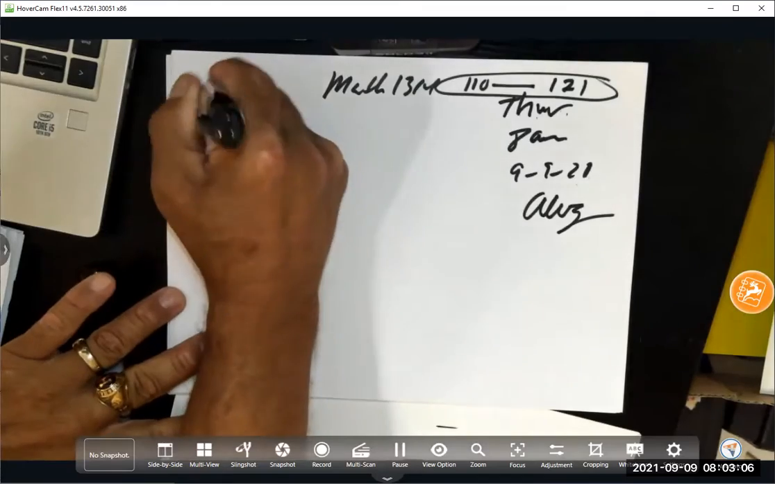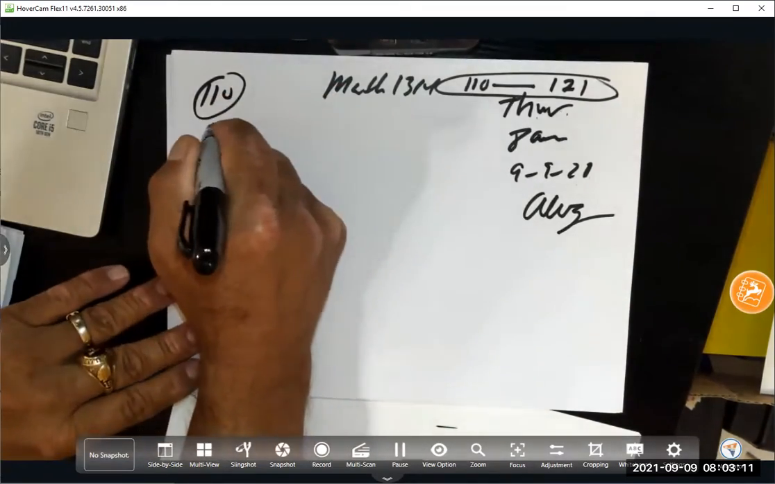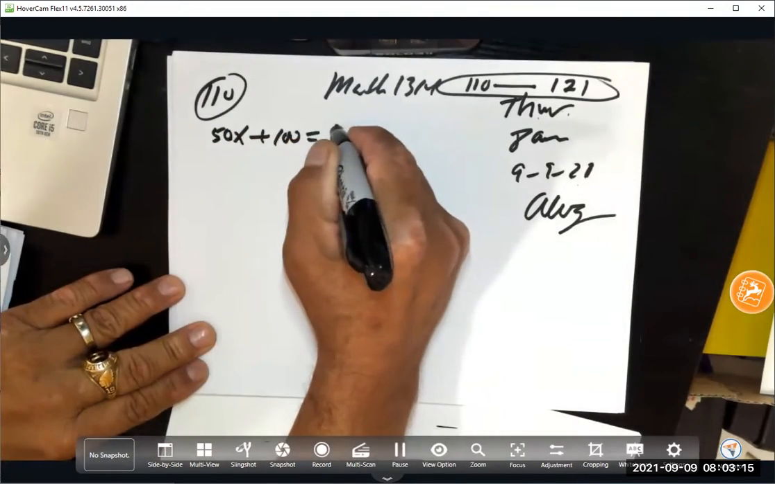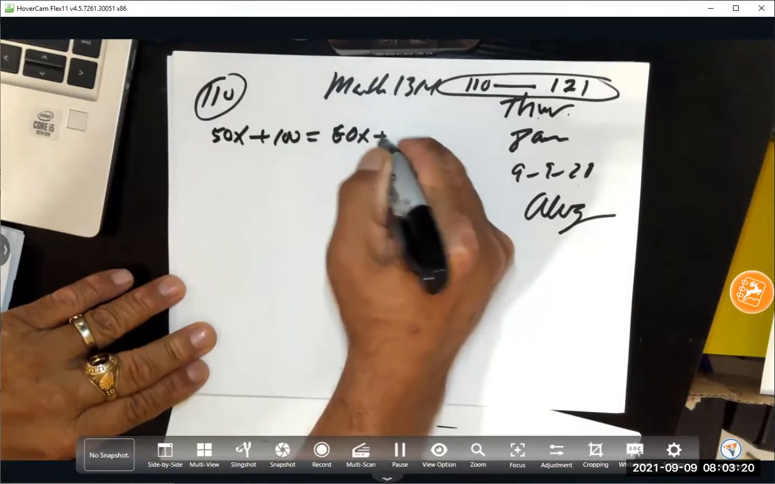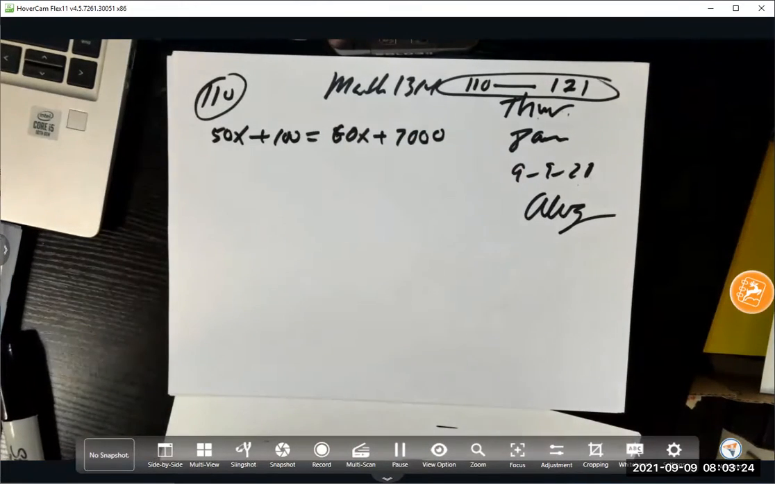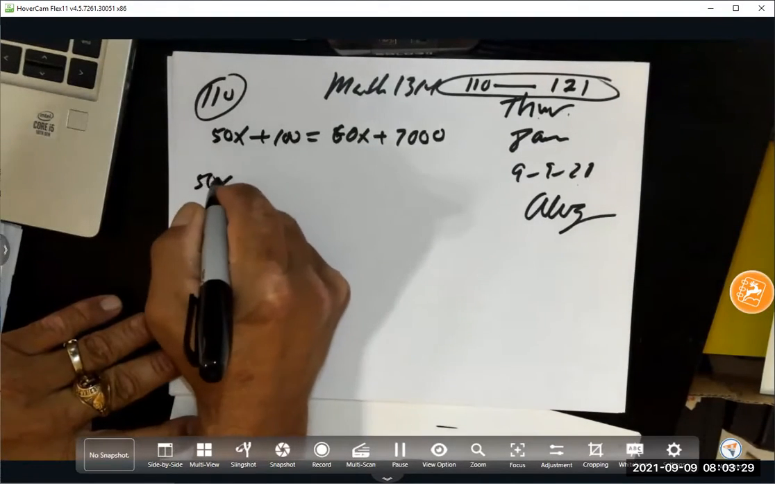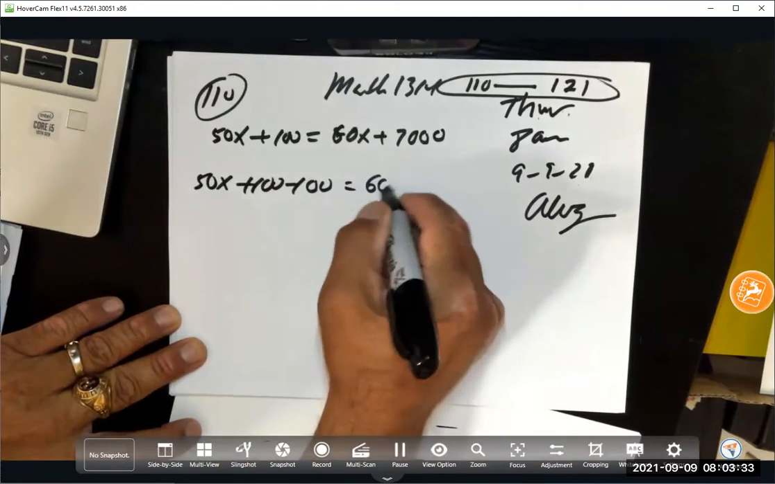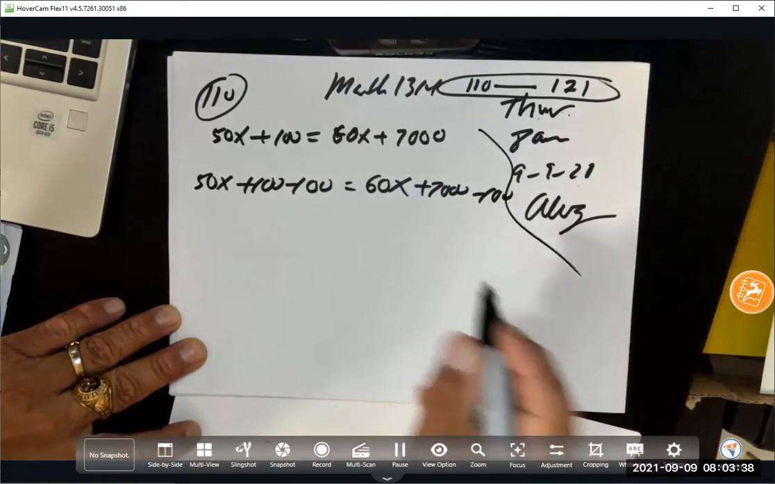All right, so I'm gonna do 110. I'm gonna just change the numbers, okay? Like it's gonna be 50x plus 100 equals let's say 60x plus 7,000 or something. There you go. It's like number 110. I just changed the numbers. Okay. All right. This one. So you're gonna get 50x plus 100 minus 100, and 60x plus 7,000 minus 100. All right. So these are gone.